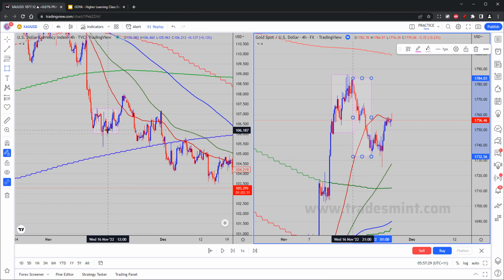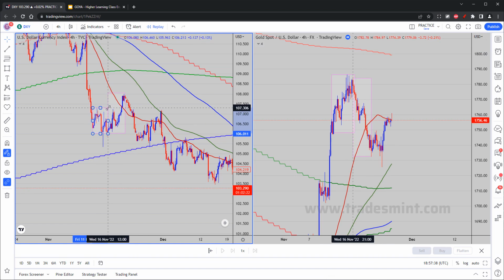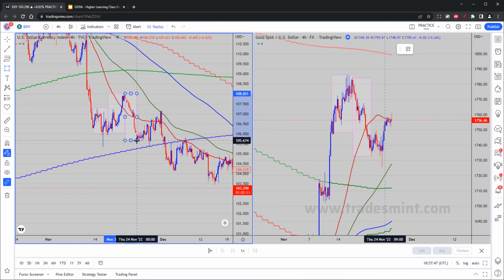DXY we had from here to here, let's say, right over there, a bullish reaction, so the opposite of what was going on gold. So everything is in accordance, perfect. And then we see that in this period of time, DXY went down, okay, from here to here. Let's actually put it from here to here, so right over here.